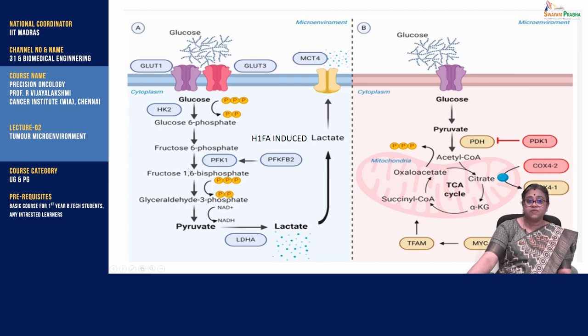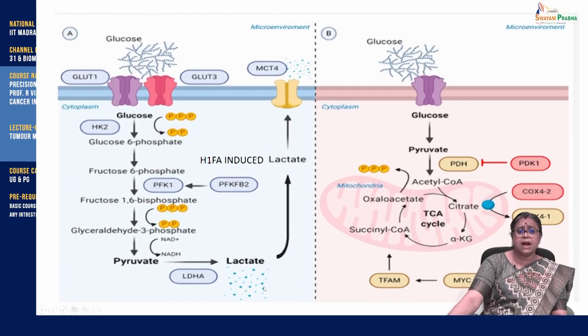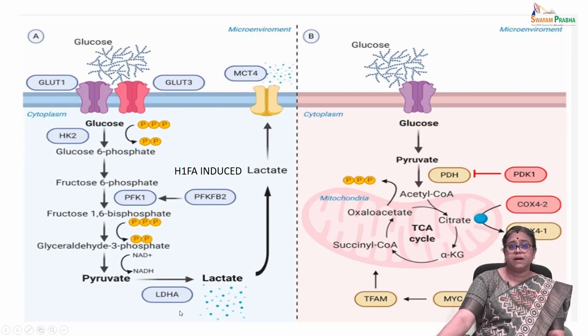Therefore, the subsequent steps of glycolysis lead to conversion to two molecules of pyruvate, and this then, in the presence of lactate dehydrogenase, becomes lactate. So, the pyruvate to lactate conversion is mediated by this enzyme.